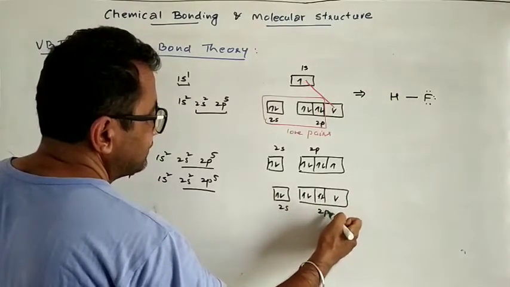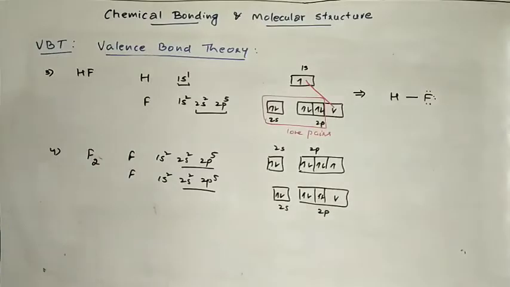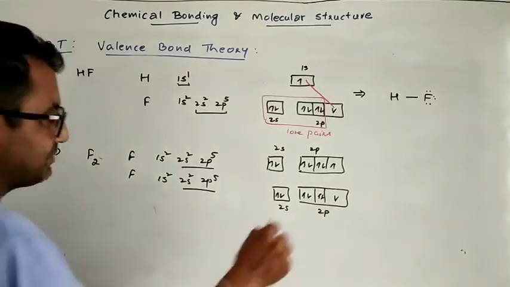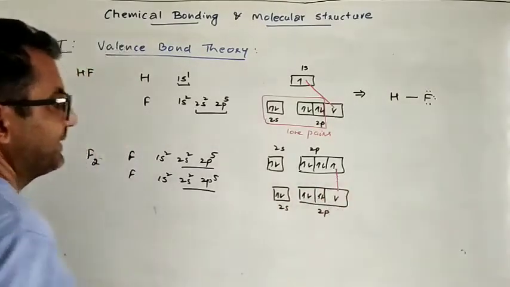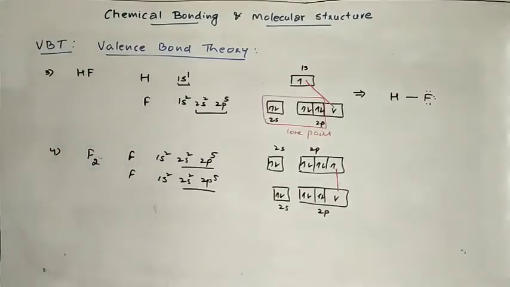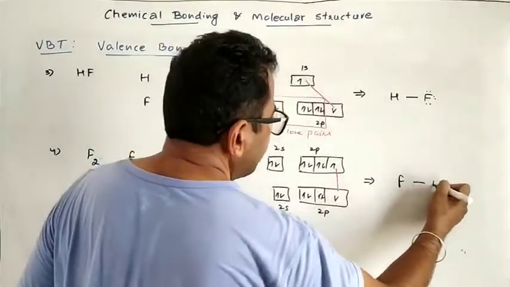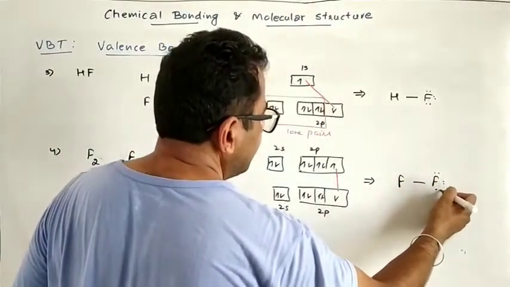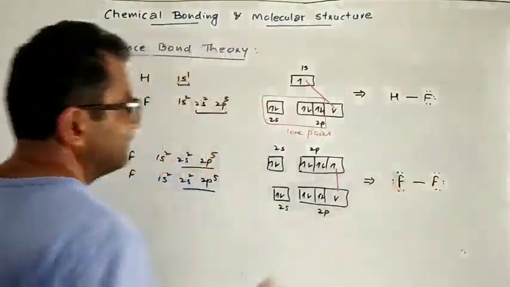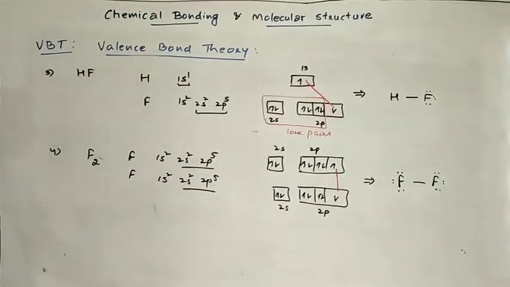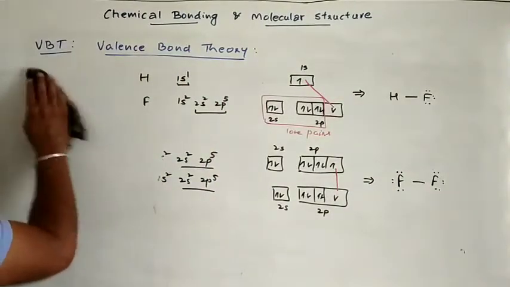So just write the opposite. Show the overlapping, making the unpaired spins opposite. So a bond will be formed here. Both fluorines have 3 lone pairs. So we write F, with 1, 2, 3, 4 like this. So this is F2. Okay, next.